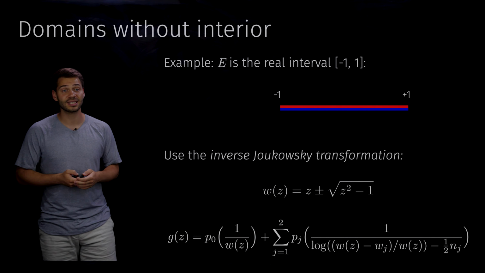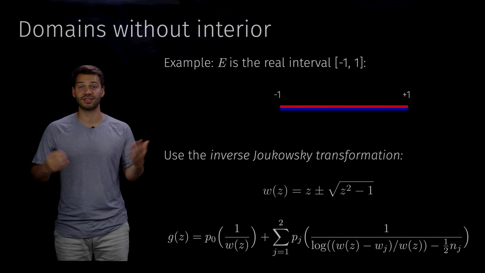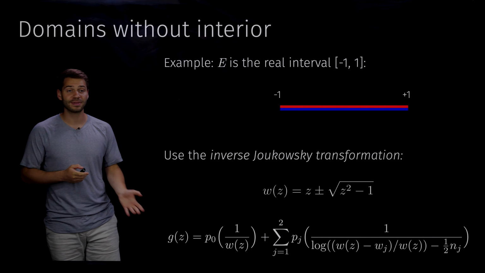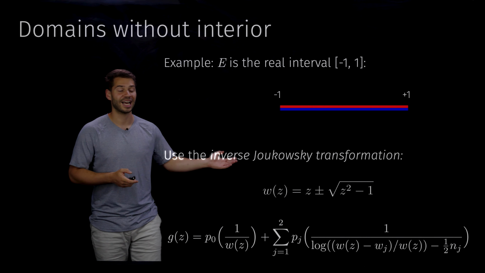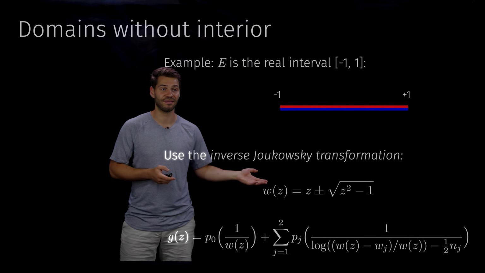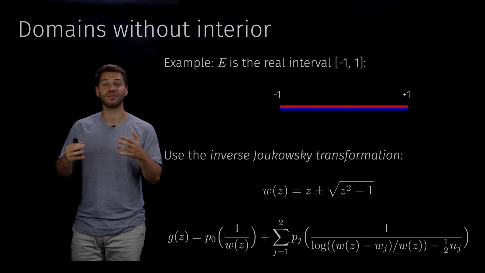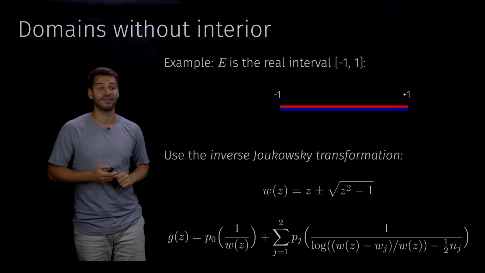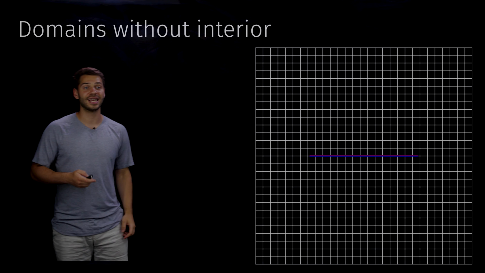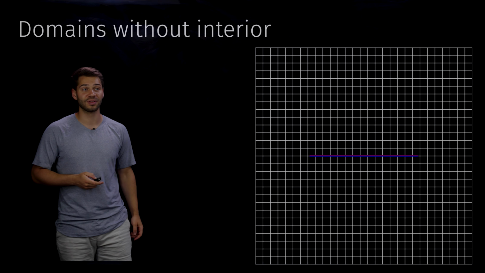So to get around this, we use an inverse Joukowsky transformation. We represent our function g in terms of this variable w, and w is the inverse Joukowsky variable. And we have to be careful to define the branch cut of this variable to lie either side of the arc. So here's an animation of what that variable looks like.